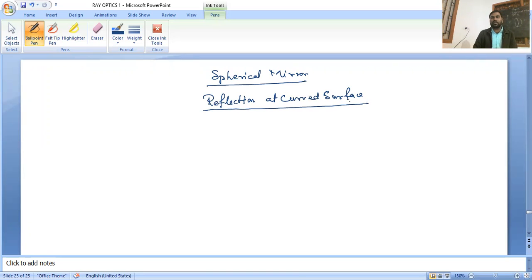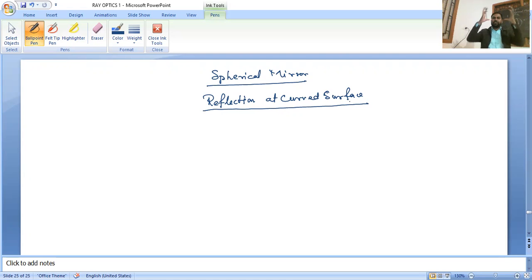As we all know, most of the incident light reflects back, the bouncing back of light. Any highly polished surface such as a mirror reflects light. We have studied reflection in plane surfaces, that is, the plane mirror. Now it's time to study reflection at a curved surface, that is, spherical mirrors. There are two types of spherical mirrors.